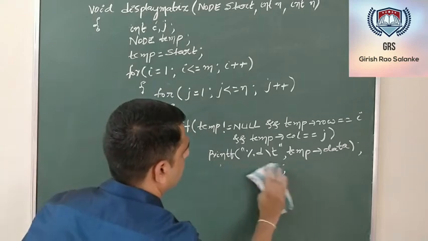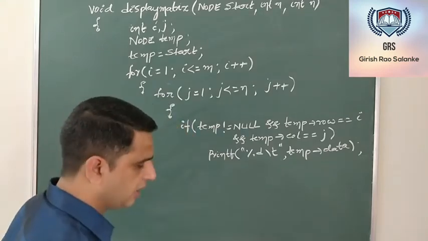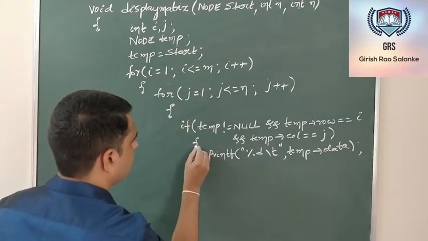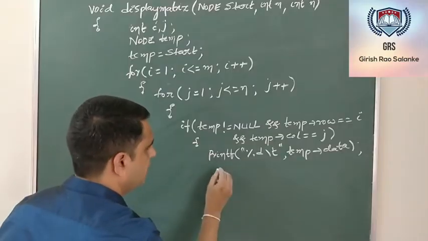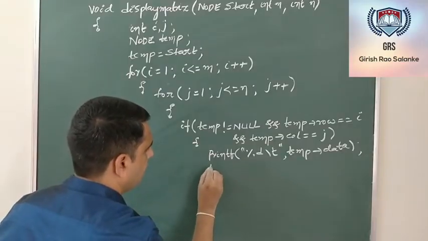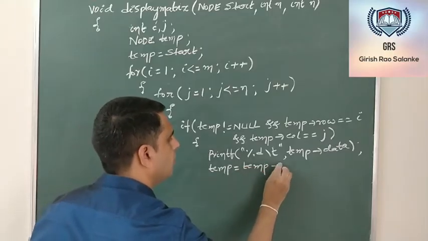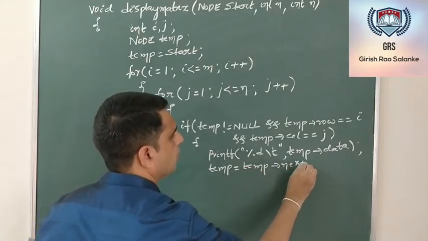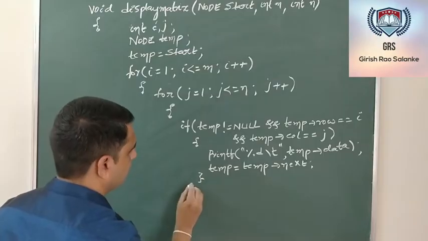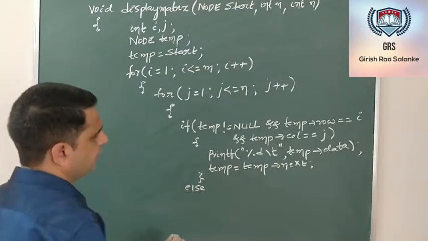Write this. If this condition is true, I'll open this if statement. If this condition is true, print the non-zero element and change the reference of temp to the next node. Temp is equal to temp of next. Close this if part, else part.